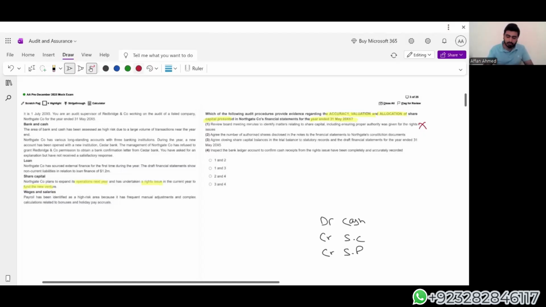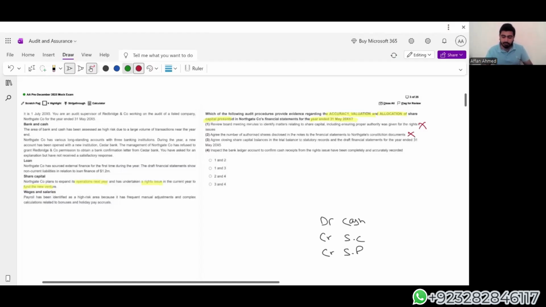So this is incorrect. Number two: agree the number of authorized shares disclosed in notes to the financial statements to Northgate Company's constitutional documents. The constitutional documents will have the authorized share capital, the authorized number of shares. But does it identify the value of shares that I have? No. Does it identify how I have recorded it, and where I have recorded it? It does not. So it is not an appropriate option for me.